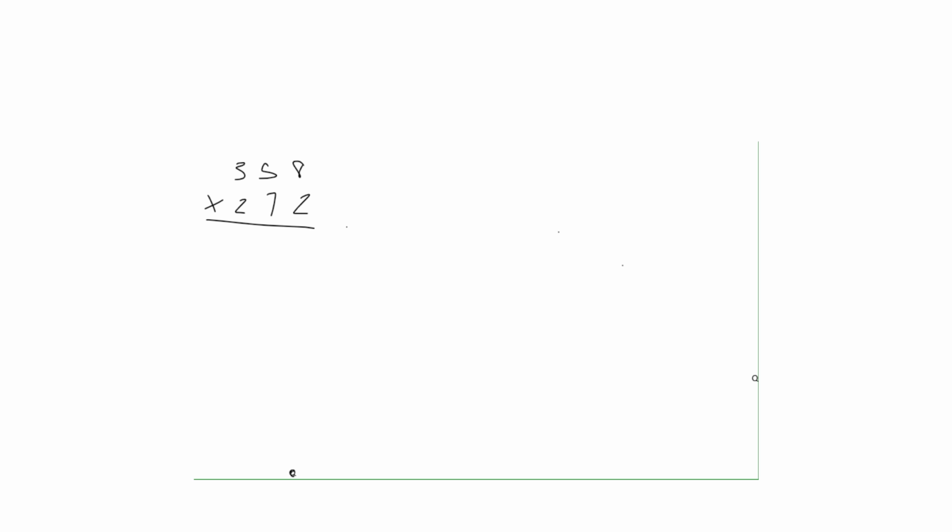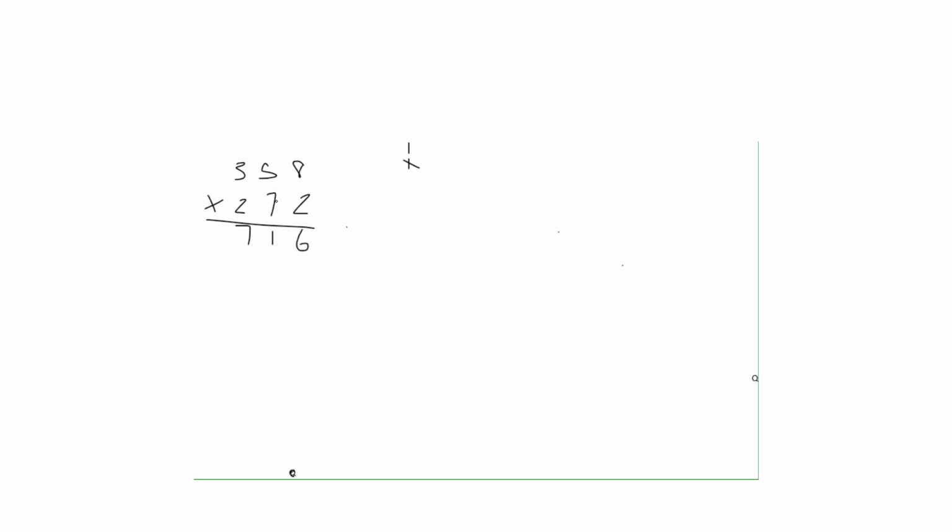Okay, now we're gonna be multiplying triple digits. What we have here is first we're gonna multiply the ones column, so that's 2 times 8, that's 16. 6 and carry 1. We're gonna have 2 times 5, that's 10, plus the 1, that's 11. Write 1, carry 1. We have 2 times 3 is 6, plus the 1, that's 7.